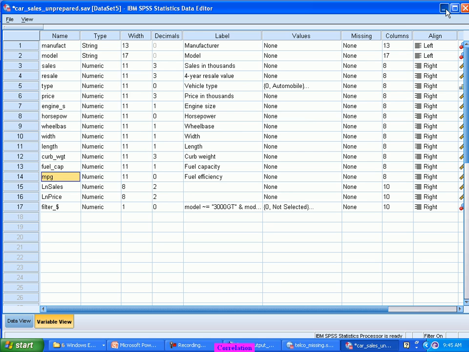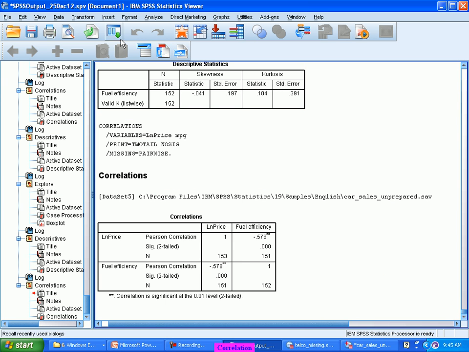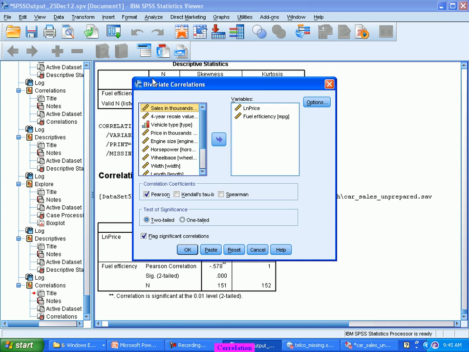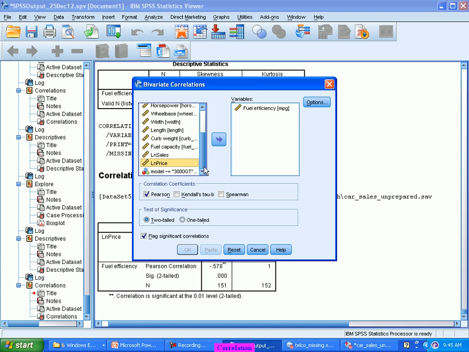And similarly, probably I can think of doing some kind of an analysis between sales and fuel efficiency. I mean, are people really looking for high fuel efficient cars or not?